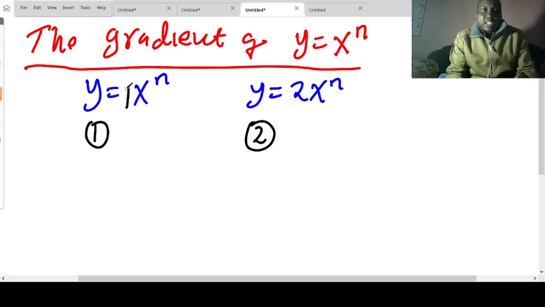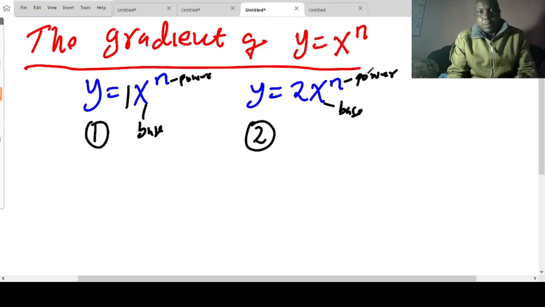So this is the coefficient of x, and x has a power. Let me say that x is the base, and this is the index, which is the power. So to differentiate, to get the gradient function of this one, we take the power and then we multiply with the coefficient.